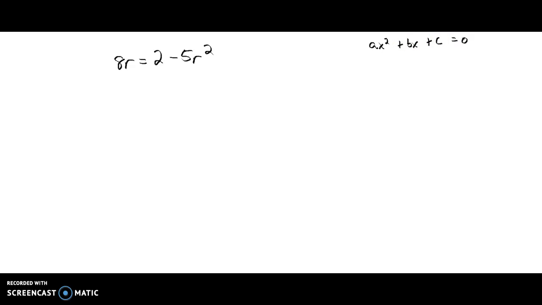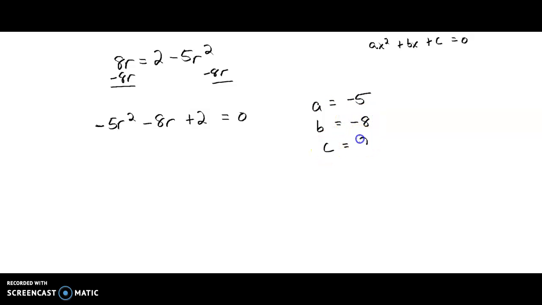So I'm going to do this simply by subtracting my 8r over from both sides. So I'm going to say minus 8r from both sides. And I'm going to rearrange it so I put everything in order. So I have negative 5r squared minus 8r plus 2 is equal to 0. So my a is equal to negative 5. My b is equal to negative 8, and my c is equal to 2.